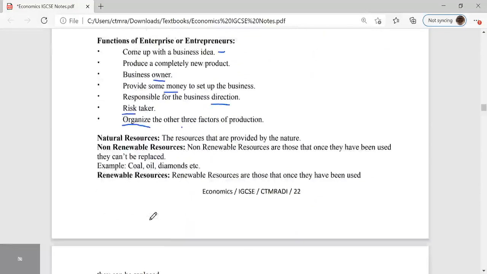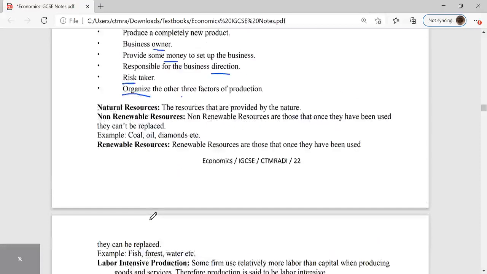Then in natural resources, we have two types of natural resources, as we discussed in the land part: renewable resources and non-renewable resources. Renewable resources are those we can use again and again. Like fish, forest, water, these kinds of resources can be used again and again. That's why these are renewable resources. And non-renewable resources are such that if you use them once, you cannot use them anymore. They cannot be replaced. Like coal, oil, diamond.